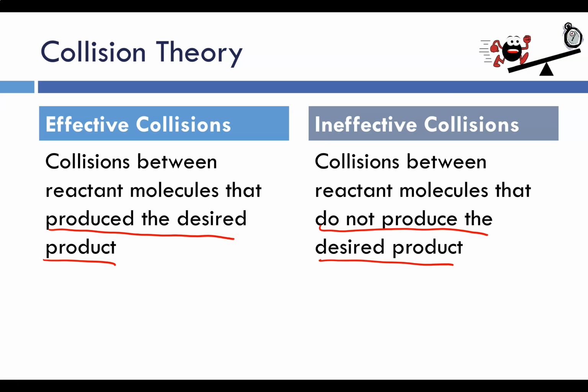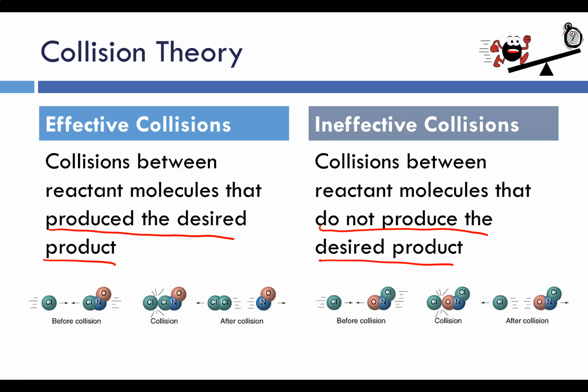Let's look at this in terms of pictures. So here's our effective collision. We've got our reactants, a chlorine atom and this molecule containing chlorine, nitrogen, and oxygen. They collide, and then after the collision, we end up producing Cl2 and NO. Let's compare that to an ineffective collision with the same reactants, same molecules. The collision occurs, but after the reaction, nothing has changed. Let's see what could have caused this to occur.